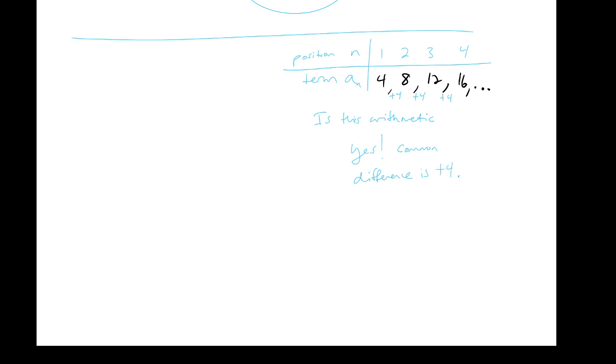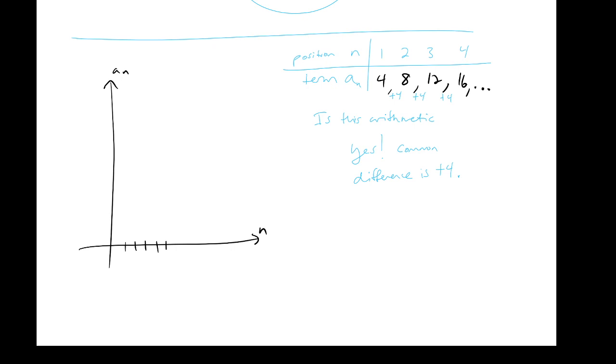All right, let's take a look at what this looks like graphically. All we need is the first quadrant. We're going to use the horizontal axis, typically our x-axis, to describe our position. And then our term, A sub n, is going to be our output. So here we go with the graph.